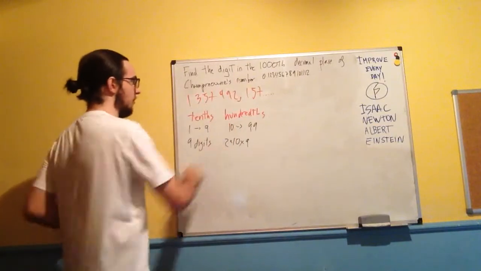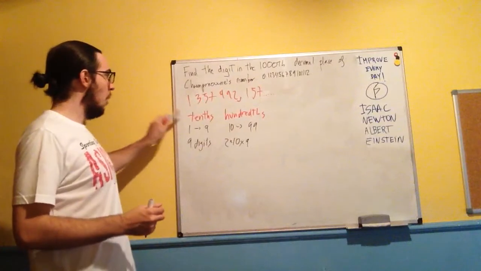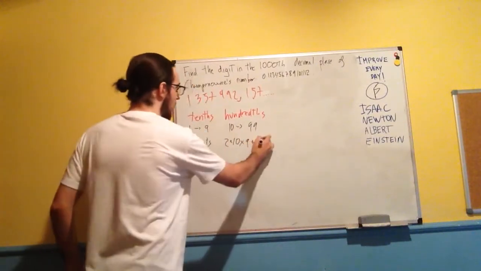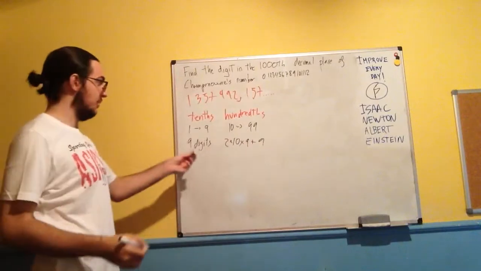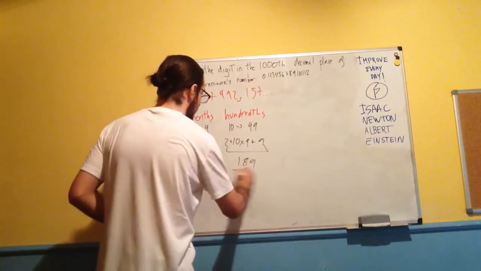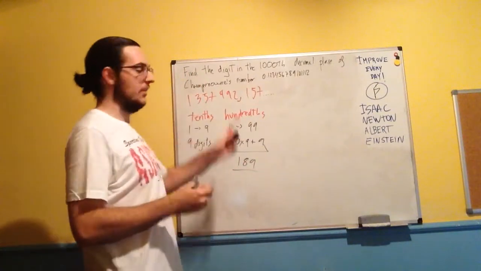And that's just the hundreds, but let's say I want to take into consideration both tenths and hundreds. So I just have to sum the previous 9 digits, so this is 189 digits counting both tenths and hundreds.